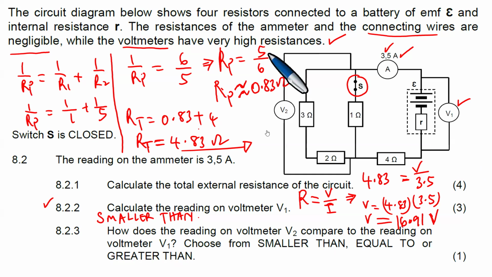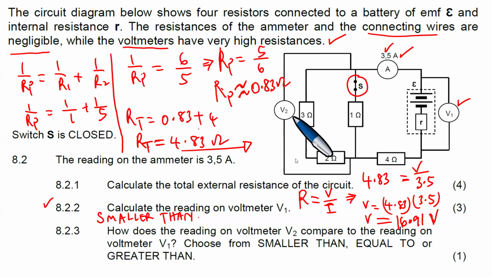Yeah, so V1 is the EMF, and it is the biggest one. But V2 is measuring the potential difference across these two components, the 3 ohms and 2 ohms. So V2 is external.